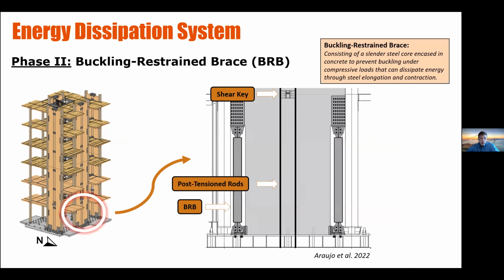For the second phase of experimental testing, the structural spines will be redesigned to include only buckling restraint brace as an energy dissipation device. These BRBs consist of a slender steel core encased in concrete to prevent buckling under compressive loads that can dissipate energy through steel elongation and contraction.